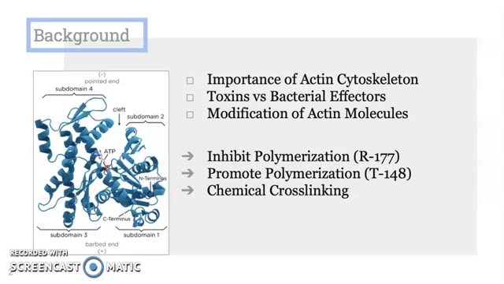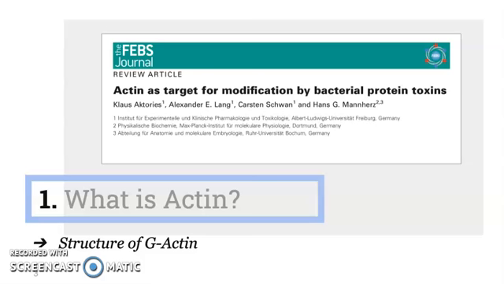to functional filaments. The study titled "The Effect of Toxins on Inorganic Phosphate Release During Actin Polymerization" focuses on the second group, or toxins that modify actin to promote actin polymerization. First, what is actin? Our biochemistry textbook describes actin thoroughly, and so does this journal article titled "Actin as Target for Modification by Bacterial Protein Toxins."